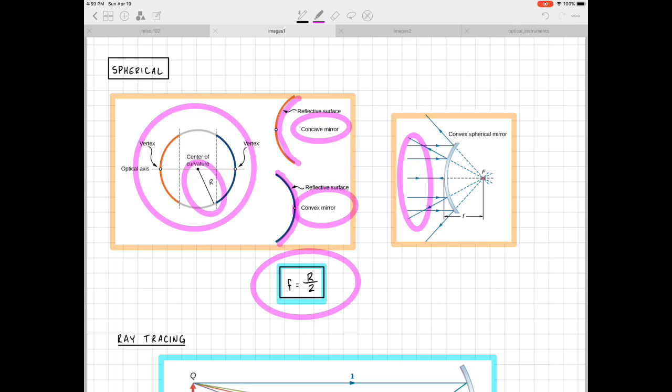and those rays don't reflect towards a point. All of those rays reflect away as though they were coming from a point behind the mirror, and that's the focal point for a convex mirror. Again, still the focal length is equal to r over 2. It's just now the rays appear to be coming from a spot behind the mirror, as opposed to a concave mirror, where the parallel rays reflect and pass through the focal point.